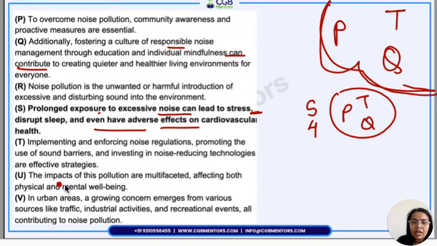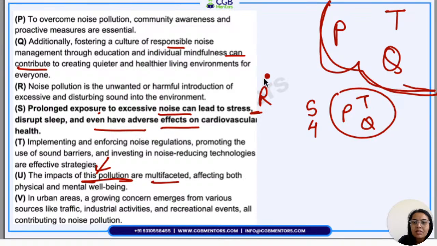The impacts of this pollution, this is a very important one, are multifaceted, affecting both physical and mental well-being. This other one says it should be in urban areas, a growing concern emerges from various sources, all contributing to noise pollution. This is also the introduction. So this R gives me the opening line. What is noise pollution? We get the answer to that.